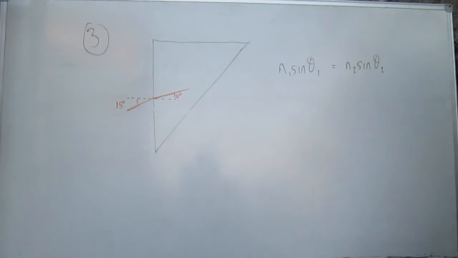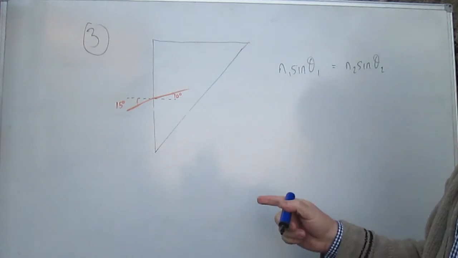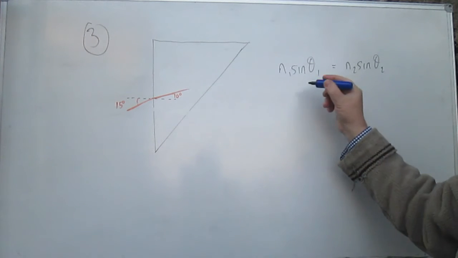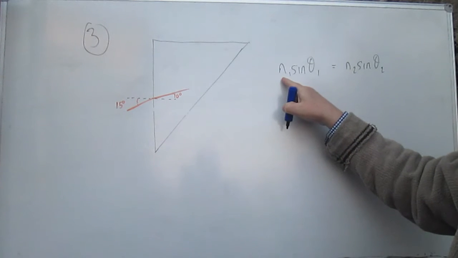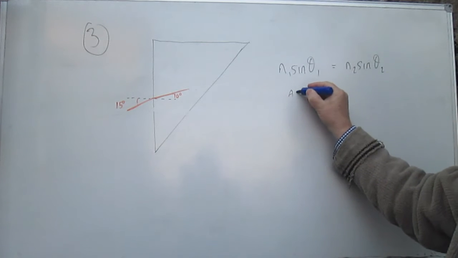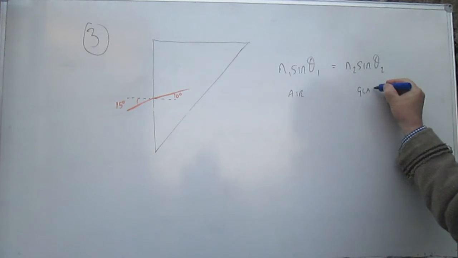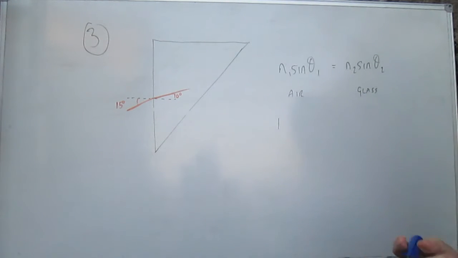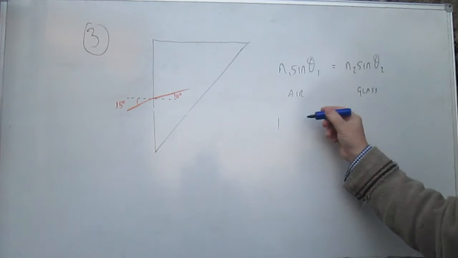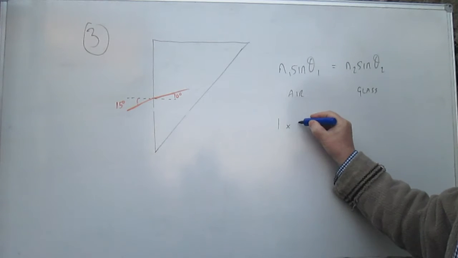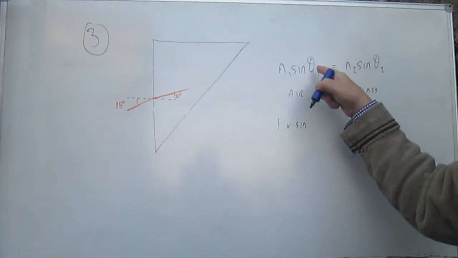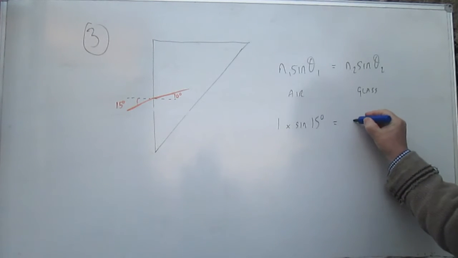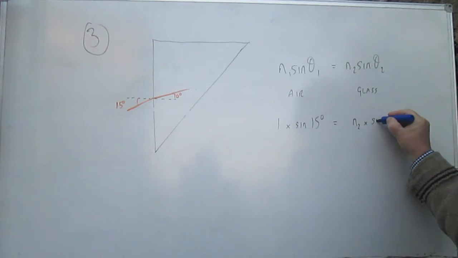So we can put those numbers in. If we call 1 the air side of things, and make this air and this glass, the refractive index of air, remember, is 1, to a very good level of approximation, times sine of theta 1, which is 15 degrees, is equal to n2 times the sine of 10 degrees.